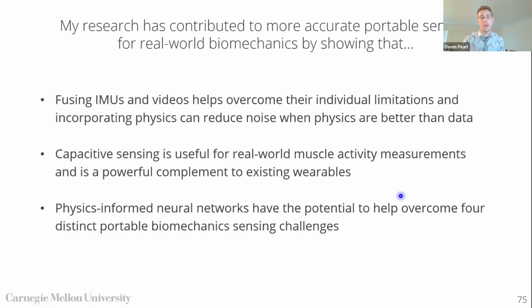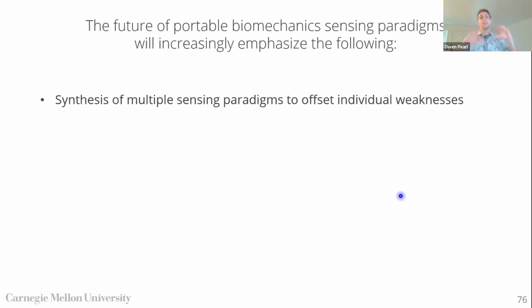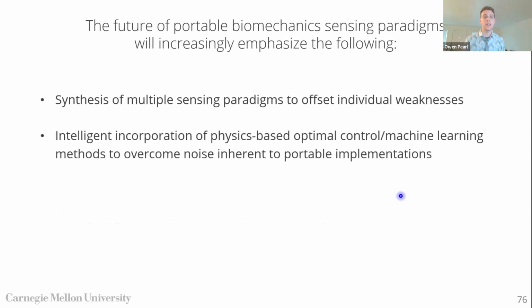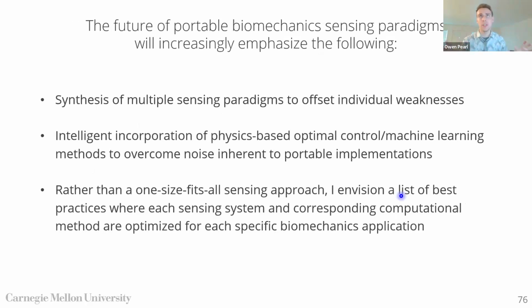Summarizing all this work, as I've worked on this and reflected on all the things I've found, I think that the future of biomechanics and portable sensing will increasingly emphasize the following. The first, to continually synthesize more of these different sensing paradigms to offset their weaknesses. I think that's going to continue to be a trend. Third, I think we're going to continually need to intelligently incorporate physics information where maybe our sensors have some uncertainty we can't overcome. However, I don't think there's going to be a one-size-fits-all approach, with one set of sensors and one computational approach that's optimal for detecting every type of thing we care about in the body, for all the pathologies, or even all the kinematics for all the different types of movements we can do.